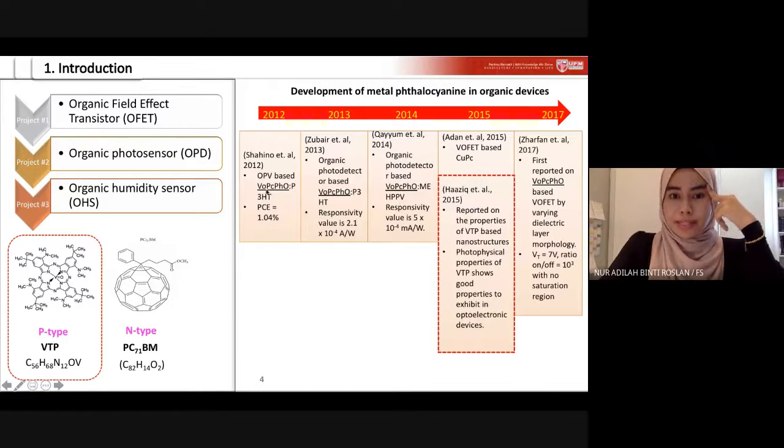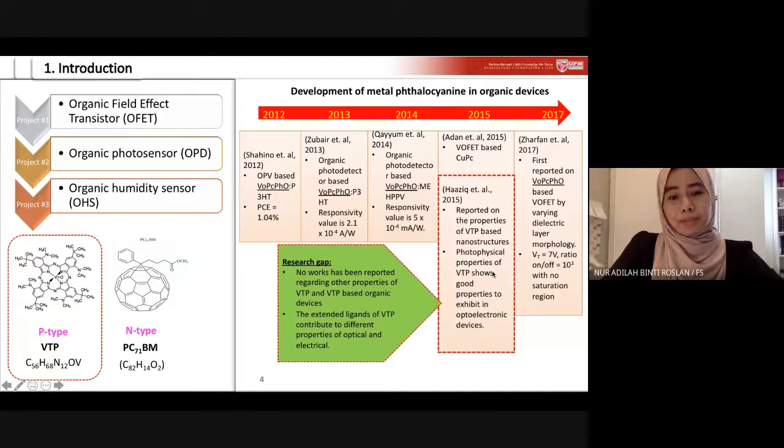All right, so you can see that I focus on the VOPC here. In 2015, there was one work reported on the properties of VTP-based nanostructures, and it claimed that the photophysical properties of the VTP are good for use in optoelectronic devices. So this is going to be my research gap, in which no works have been reported regarding the other properties of VTP and VTP-based organic devices.